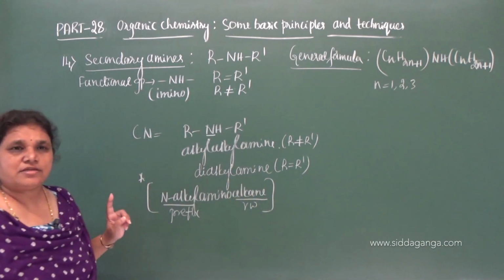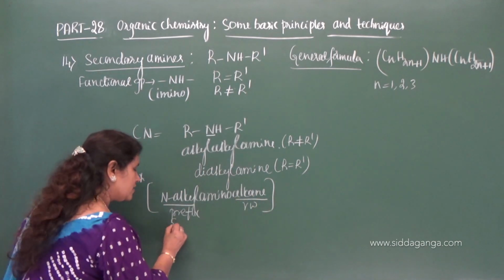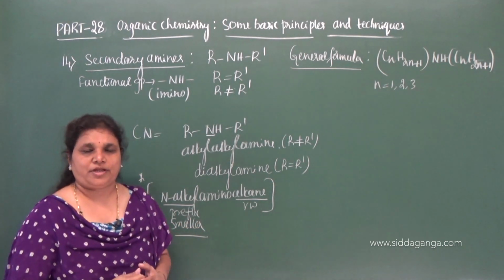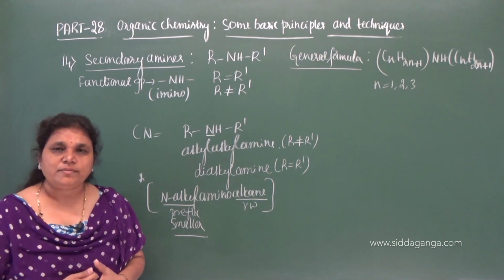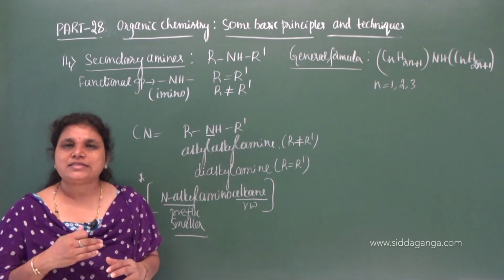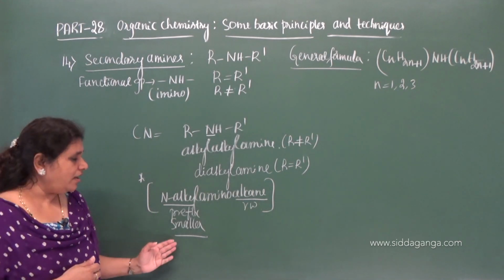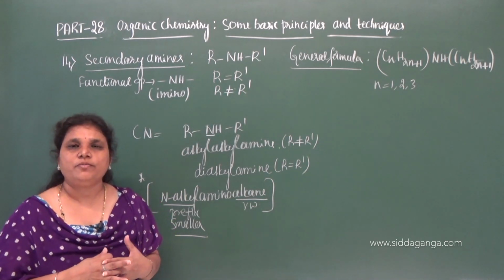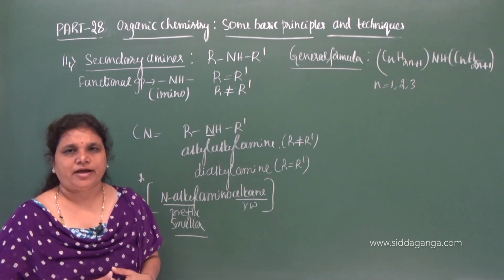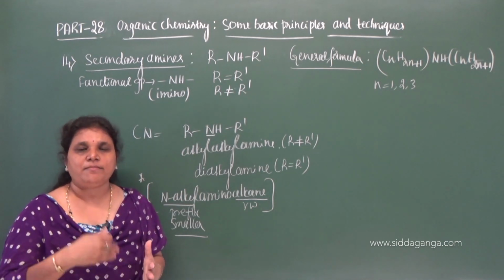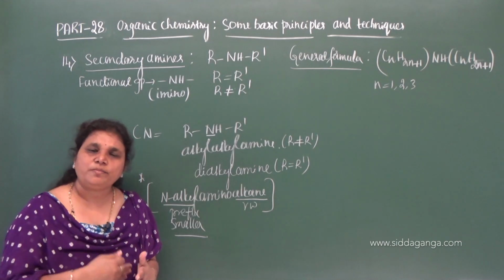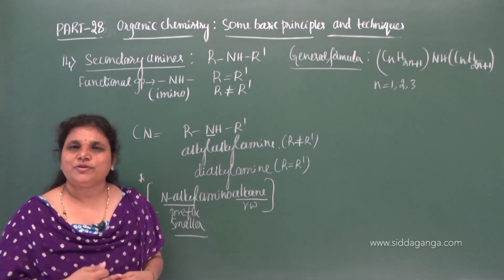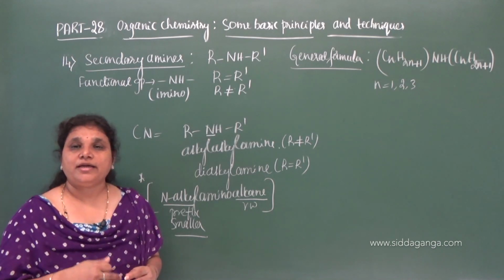Okay, so which alkyl group is the prefix here? The smaller alkyl group is the prefix. What do you mean by smaller alkyl group? The alkyl group containing fewer carbon atoms is called the smaller alkyl group. What do you mean by the larger alkyl group? The alkyl group containing more carbon atoms. Methyl group is smaller compared to ethyl. Ethyl group is smaller compared to propyl. The reason is that ethyl contains only 2 carbon atoms, whereas propyl contains 3 carbon atoms.